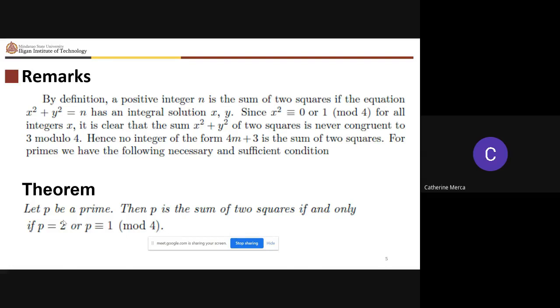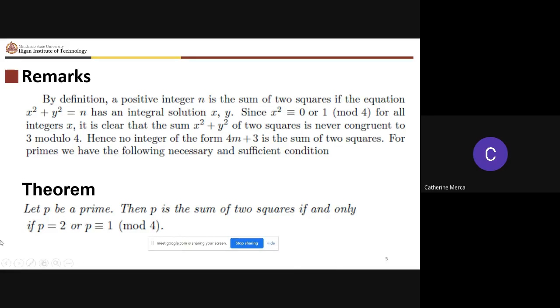Hello? Des? What is 2? Tawagin ko dito. Mga leader. Give me, express 2 as a sum of two squares. 1 squared plus 1 squared. Correct. Very good. 1 squared plus 1 squared.